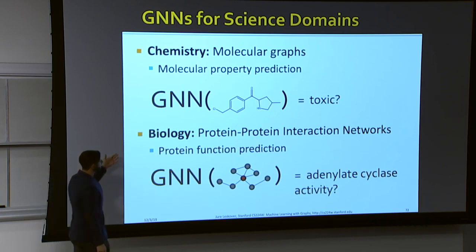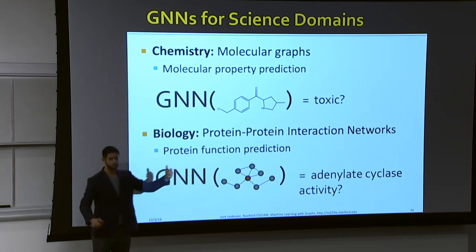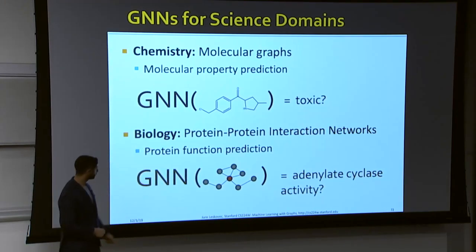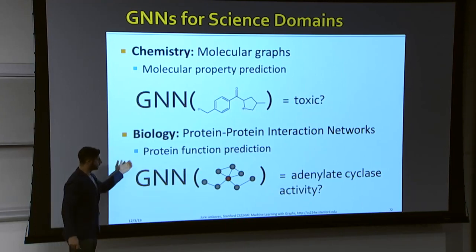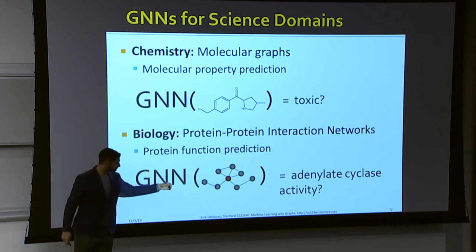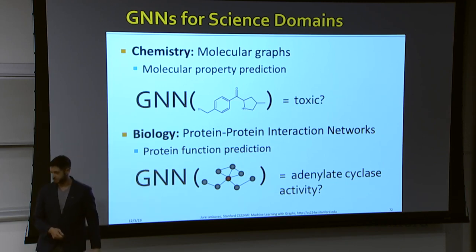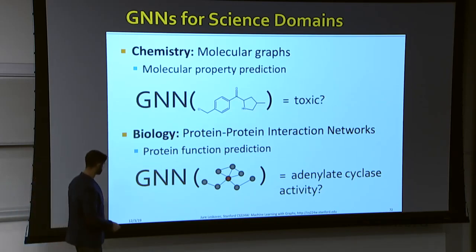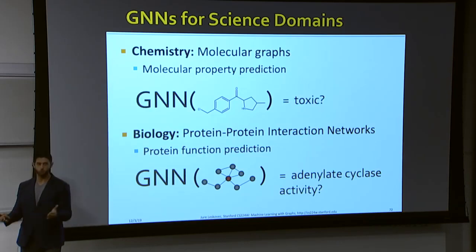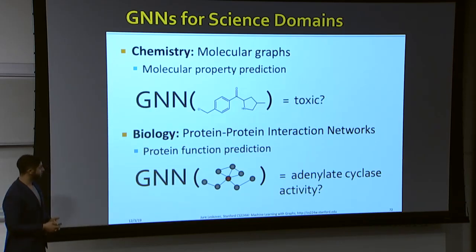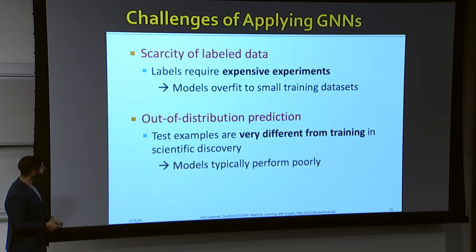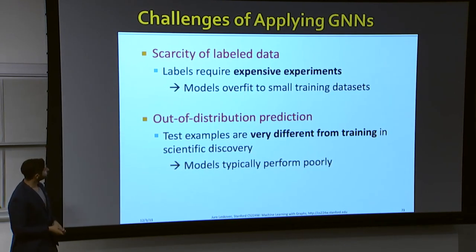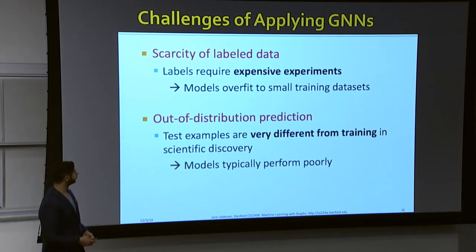Or in the case of biological networks, a very famous one is the protein-protein interaction networks. Then we give as an input the protein structure to a GNN, and we try to predict what's going to be the activity of that specific protein. So these are all new venues where GNNs are being applied with great success. But of course, every time there is a new domain, it also involves new challenges and raises new problems. So what are some of the challenges of applying GNNs to real-world data?